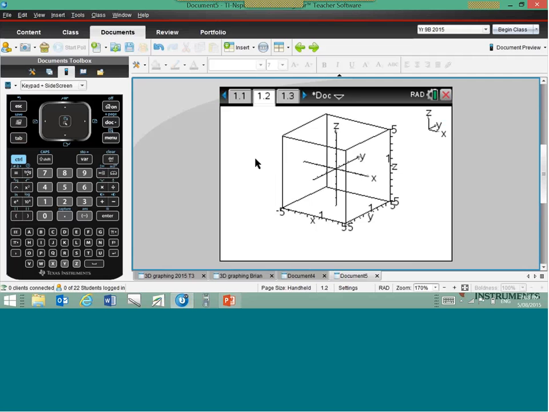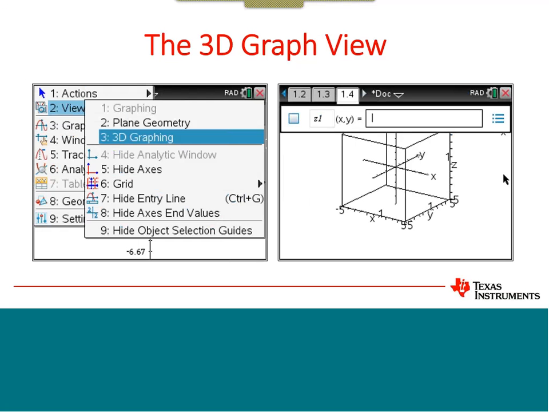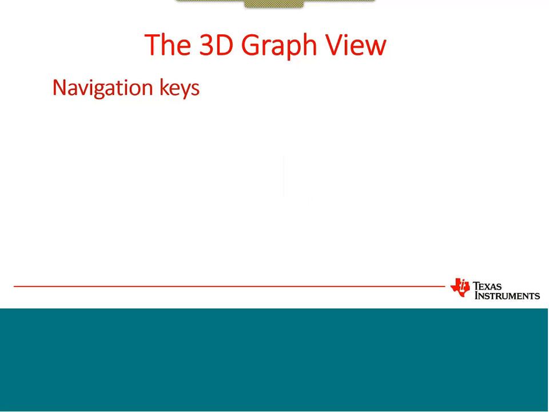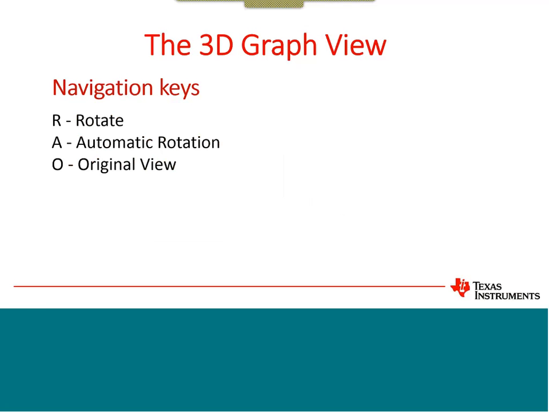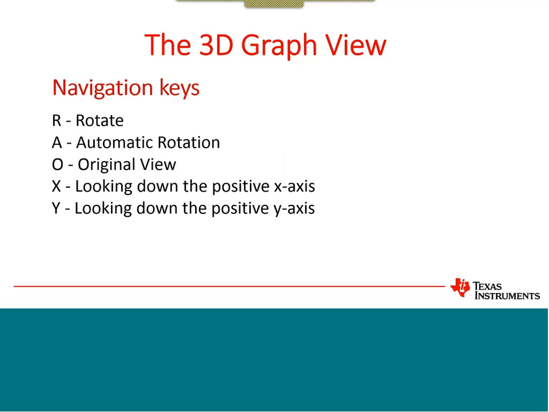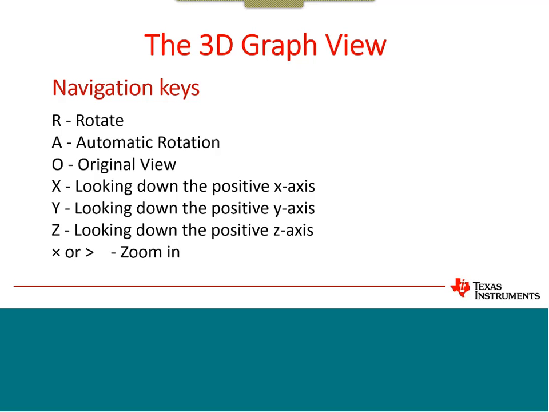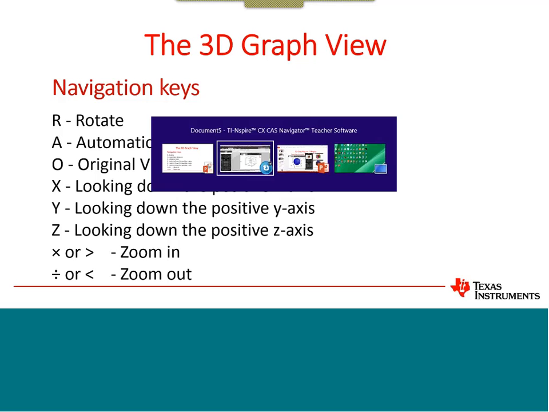At this point, I will jump back to our PowerPoint just to reassure you that you have this in summary. The letters on the keypad: R will rotate the box, A will set up automatic rotation, O will take you to, well, I call it the original view. You may wish to call it the orthogonal view if you prefer, and X, Y, Z will give you a view looking down each of those positive axes. You can zoom in by pressing the multiplication or greater than keys, and out with the division or less than keys.